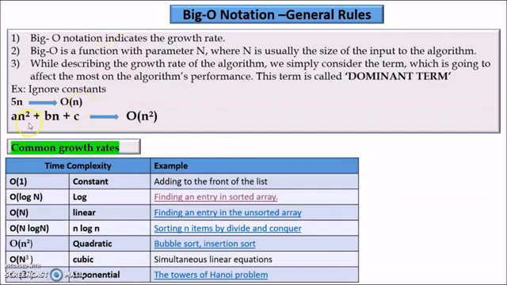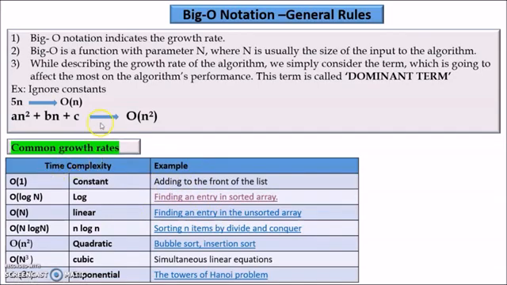Second example, let's take this equation, a n square plus b n plus c. Considering a, b, c are constants, I'm going to eliminate them. They play very little role, okay? Among n square, n and c, which is more dominant? n square. So always it goes with the dominant term. The dominant term affects the most of the algorithm's performance. Clear? Now we will see the various time complexities and their examples in detail.